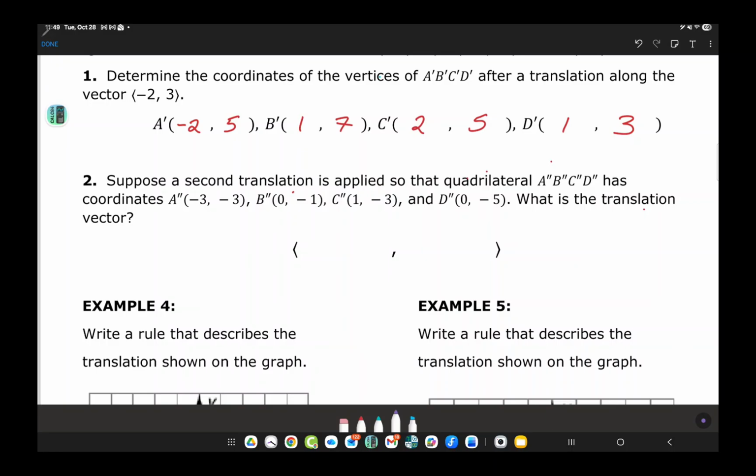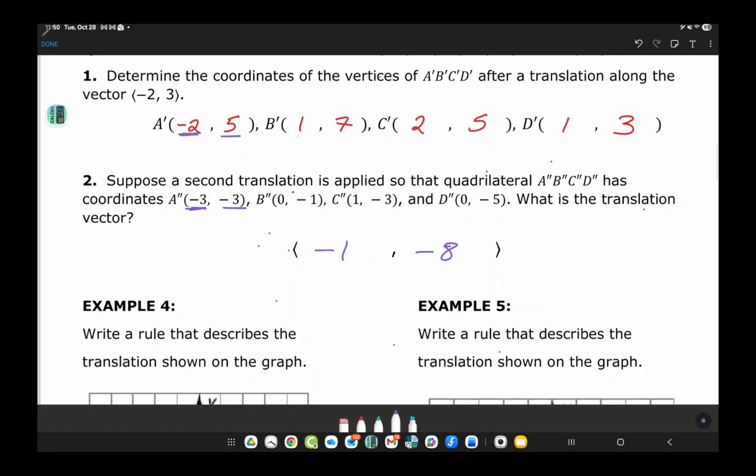So let's see what the change is from A prime to A double prime. If I go from -2 to -3, what's that change? No, just from A prime to A double prime. So what is -2 to -3? What's that change? -1. And then from 5 to -3, that's down quite a bit. What's that? -8. So let's make sure that's the same for each of these.